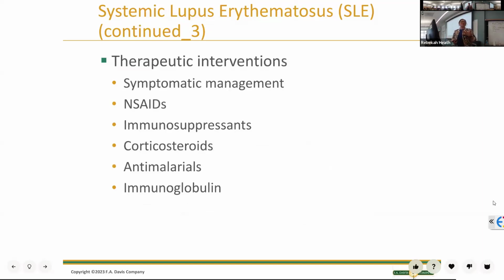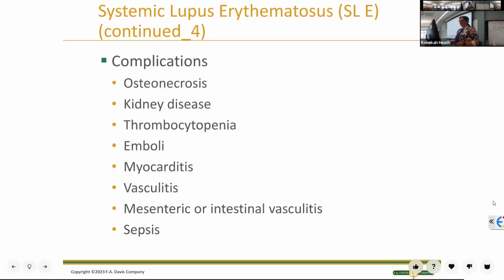Therapeutic interventions, well, symptom management, but we might give them some immune suppressants, try to suppress the immune system from attacking all those different areas. Steroids, maybe some NSAIDs to help with inflammation, and maybe even some immunoglobulin to help with that immune system as well.